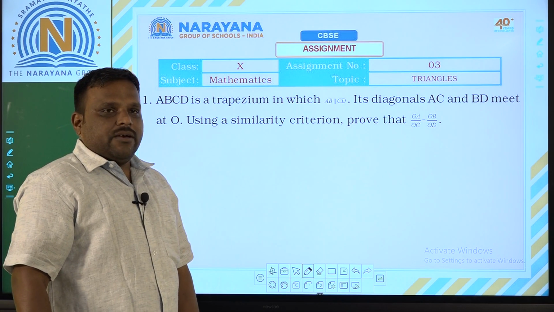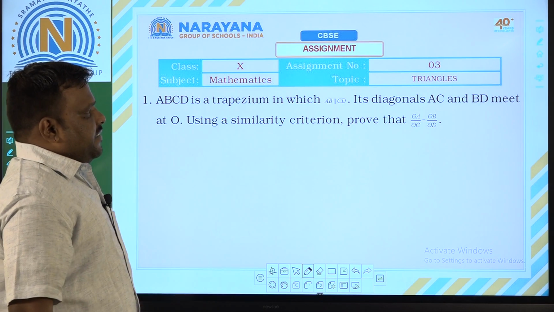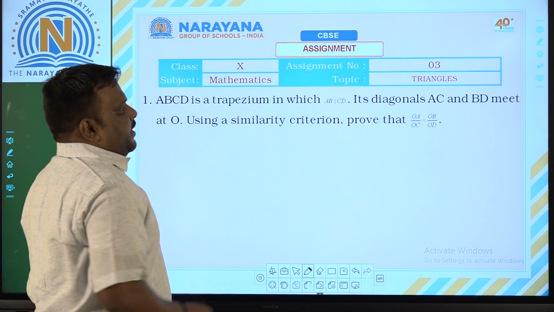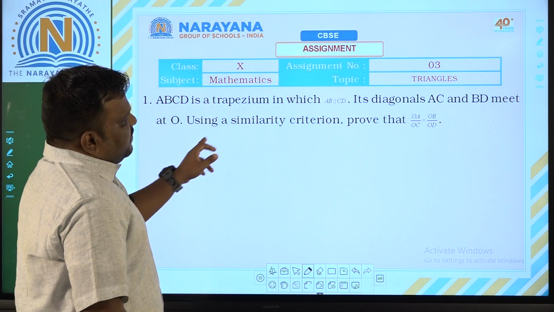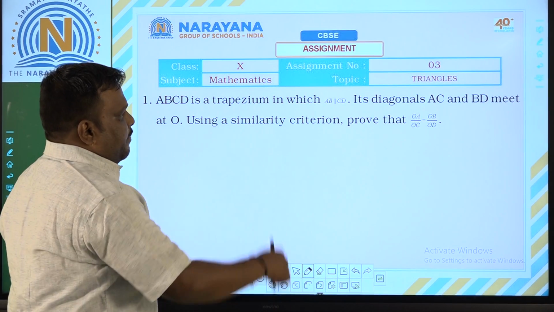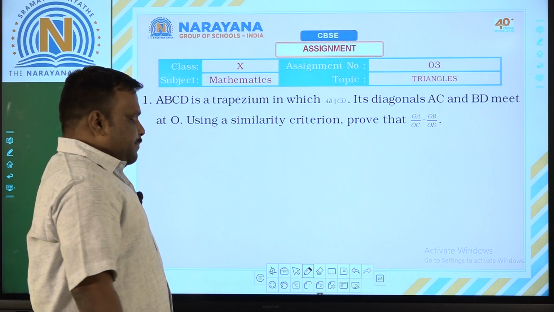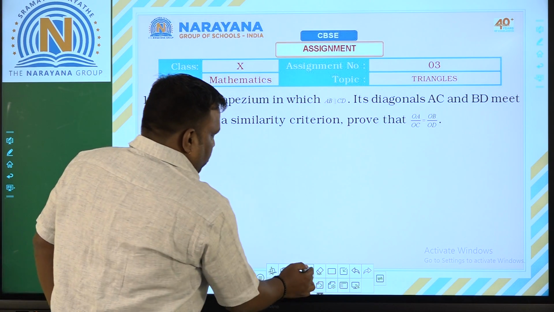Let us start with question number 1. ABCD is a trapezium in which AB is parallel to CD. Its diagonals AC and BD meet at O. Using a similarity criterion, prove OA by OC is equal to OB by OD. Now, let us start the solution for this question.